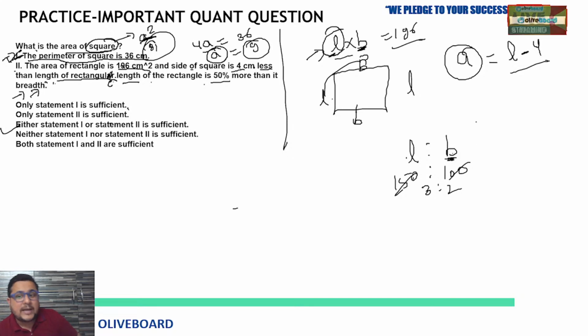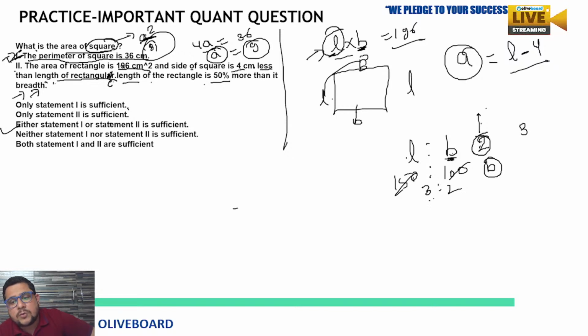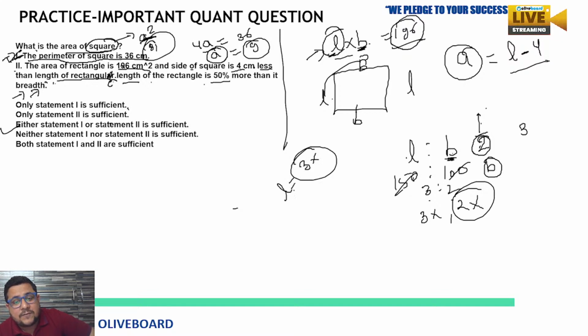Another way to calculate the ratio: the breadth is 2 parts, and the length is 50% more than that. 50% is 1 by 2. So this 2 represents the breadth, and the length is 1 more than this 2, meaning 3. So their ratio would be 3:2. Now we can say length is 3x and breadth is 2x. So 3x multiplied by 2x, and you will get the value of x from here. Then 3x is the length, and subtracting 4 from it gives you a.